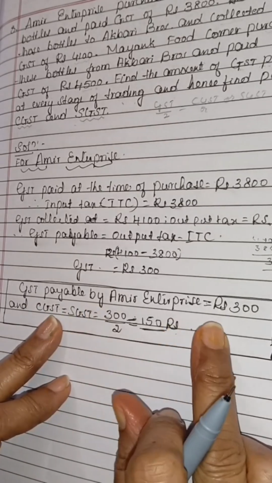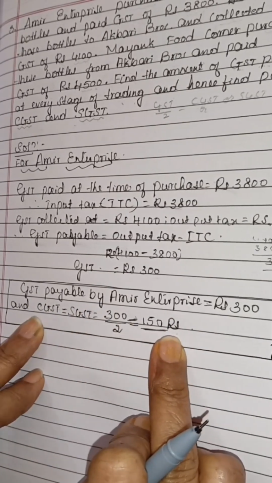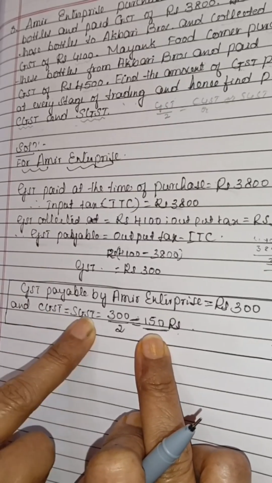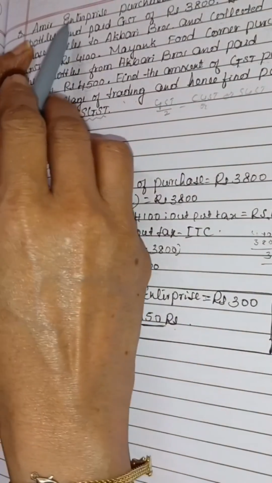GST payable by Amir Enterprise is rupees 300, and CGST equals SGST, that is 300 by 2, which is 150 rupees. CGST is 150 rupees, SGST is also 150 rupees. Now this Amir Enterprise is over.